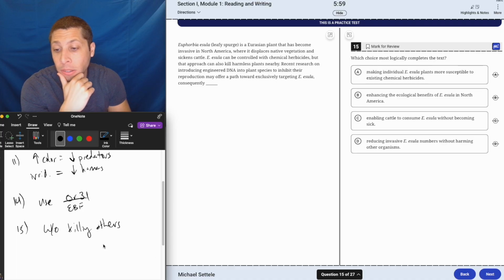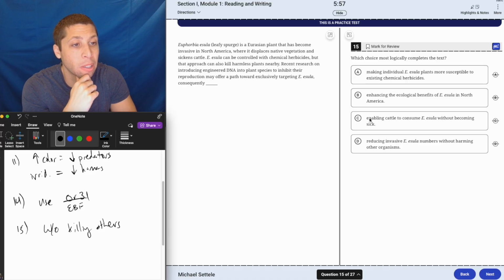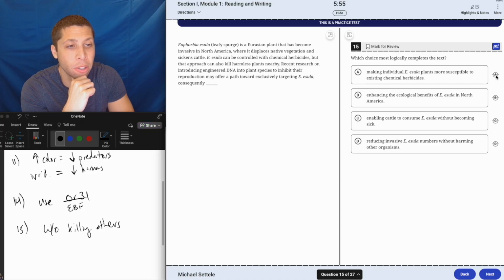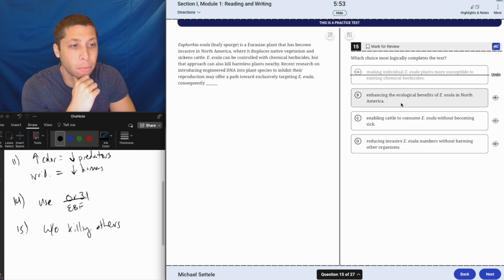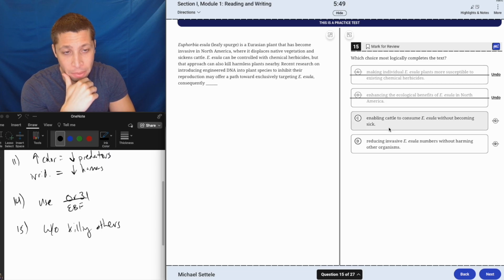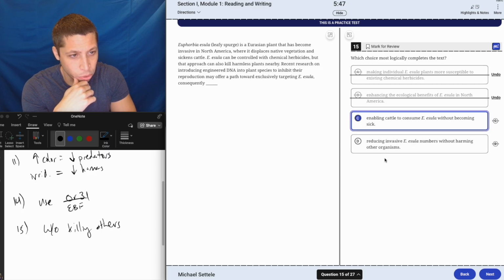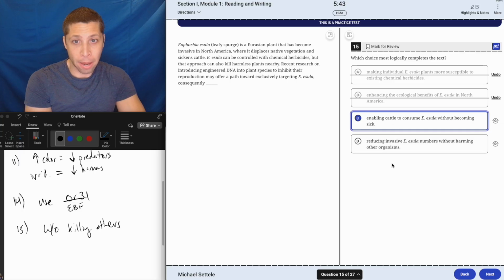Or sickening cattle. Let's see, making individual leafy spurge plants more susceptible to existing. No, we're not using the herbicides. Enhancing the ecological benefits. No, it's a bad thing. We want to get rid of it. Enabling cattle to consume it without becoming sick, maybe. Reducing invasive leafy spurge numbers without harming other organisms. Ooh. Okay.